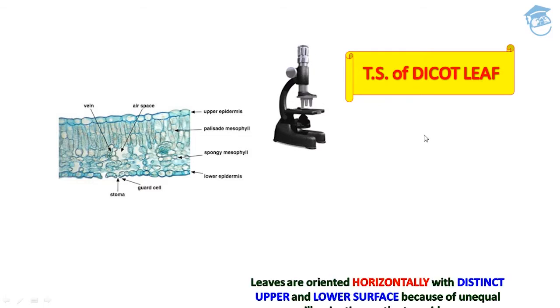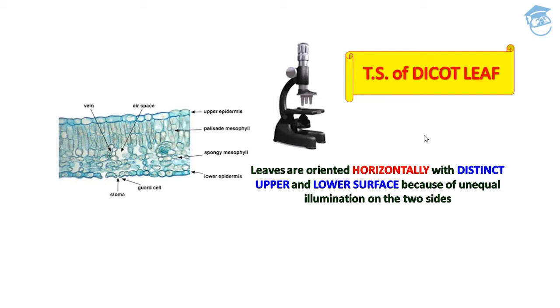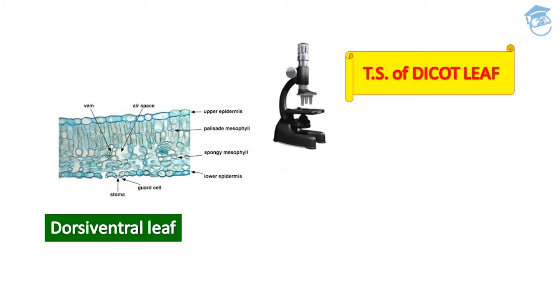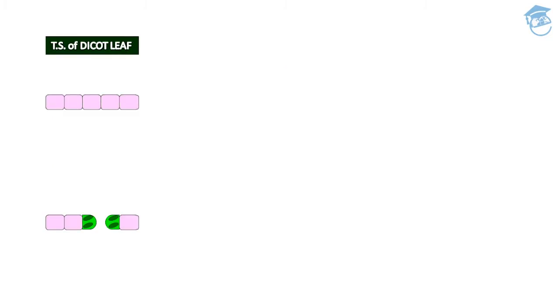So leaves are oriented horizontally with distinct upper and lower surfaces because of unequal illumination on two sides. So this is a dorsiventral leaf. It is also called a bifacial leaf, students. This is the transverse section of the dicot leaf.